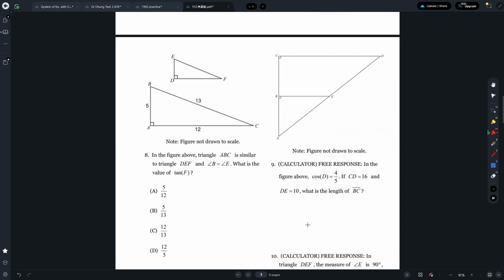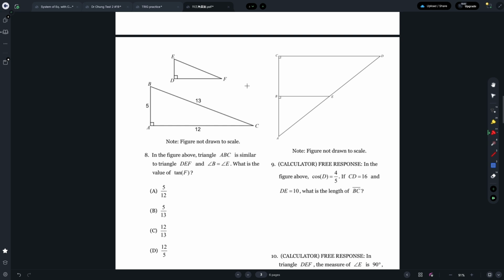In the figure above, triangle ABC is similar to triangle DEF, and angle B is equal to angle E. What is the value of tan F? So now we know that these two triangles are similar. That means the angle measures are the same. Not necessarily the side lengths, but the angle measures are the same. What is the value of tan of F?